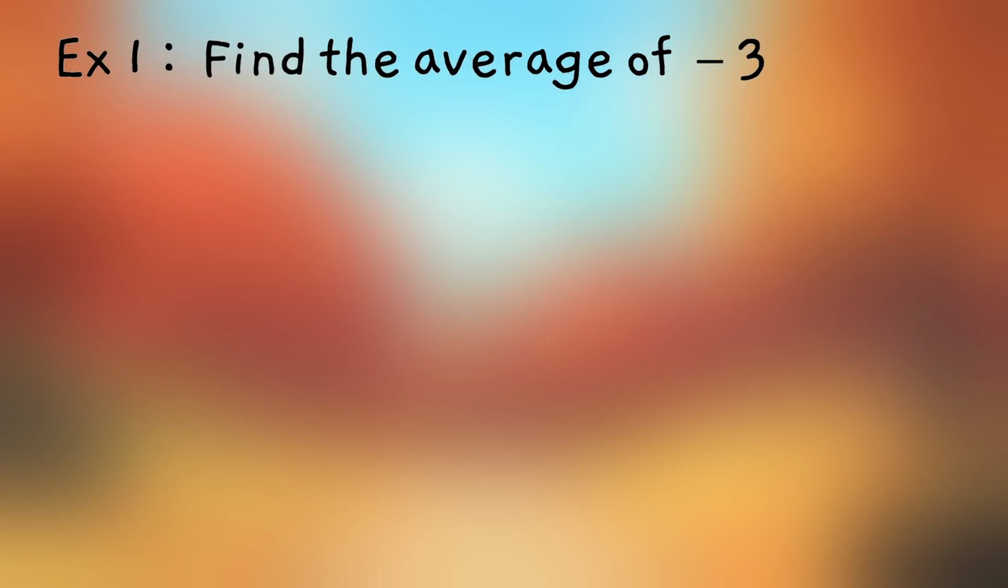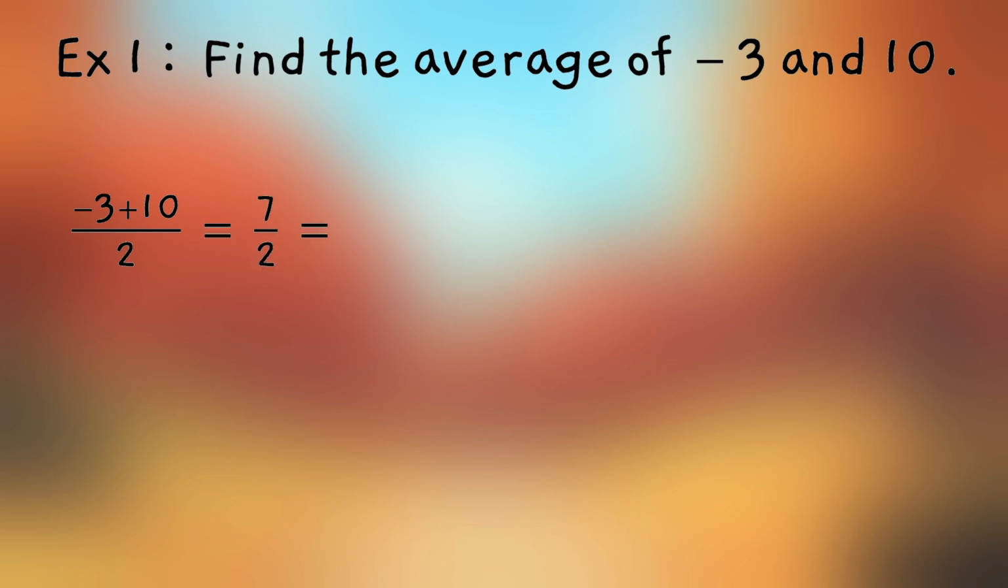Example 1. What is the mean, or what is the average of -3 and 10? All we need to do is add these numbers together and then divide by the number of numbers. So we have -3 plus 10, and since there's 2 numbers, we divide by 2. That gives us 7/2. Or if you want to write it as a decimal, you can write it as 3.5. So this is how you find the average of 2 numbers. Add them together, divide by 2.